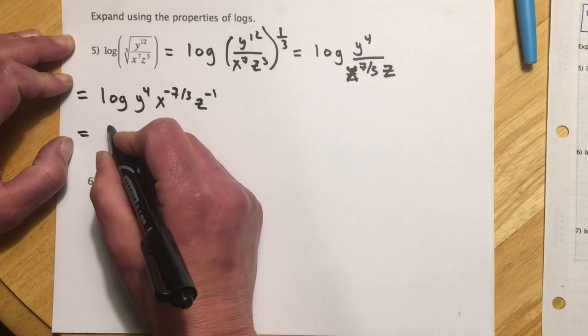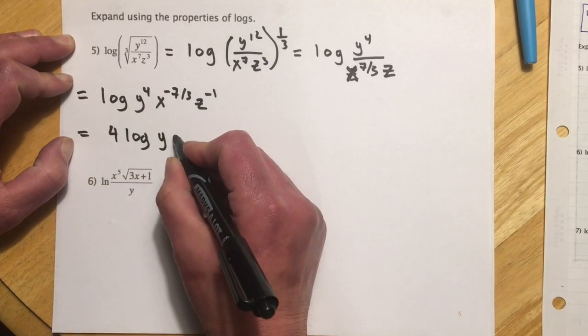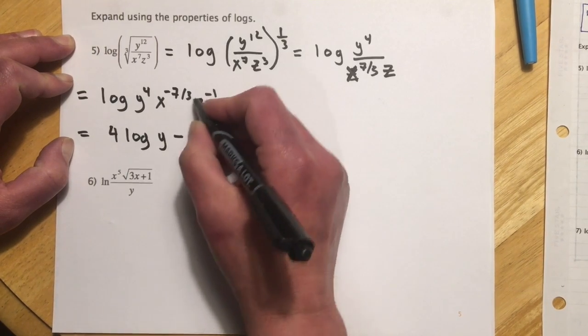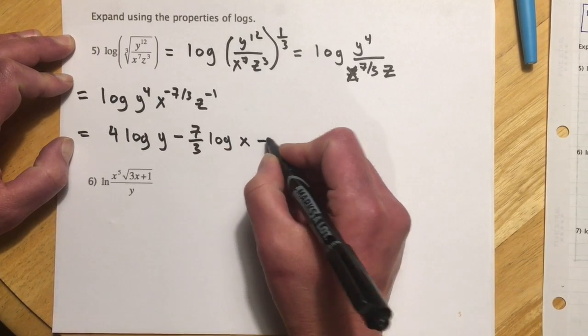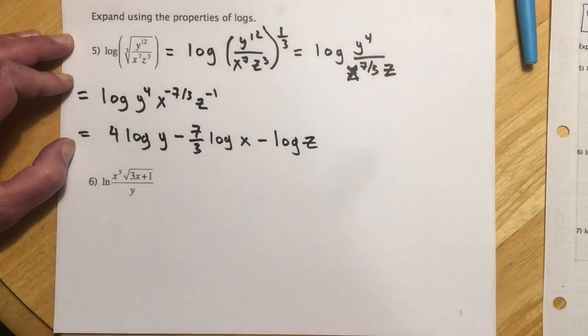So final answer on this is going to look like 4 log y, and then minus 7/3 log x, and then minus, I don't really need the 1, log z.